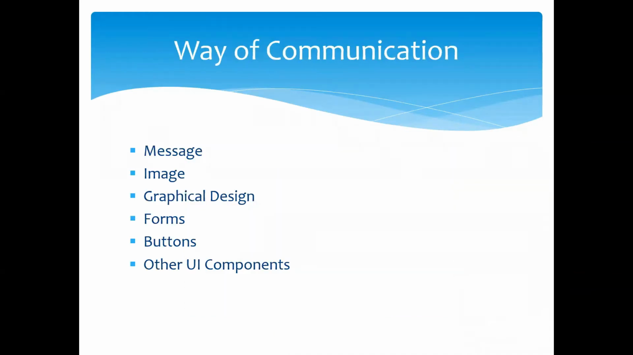What type of communication can a human being do with a machine? First, by using messages. Messages means there are forms where we give some input to our machine, and by using text the machine can understand. Generally you should know that a machine doesn't understand human language. A machine always understands binary language, which is 0 and 1. With the help of UI technology, we convert our human language to machine language.